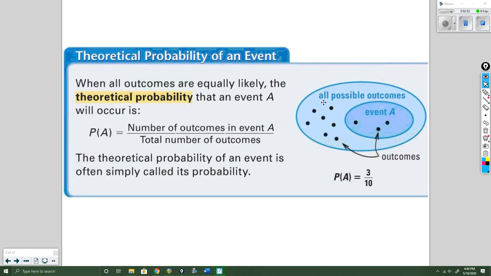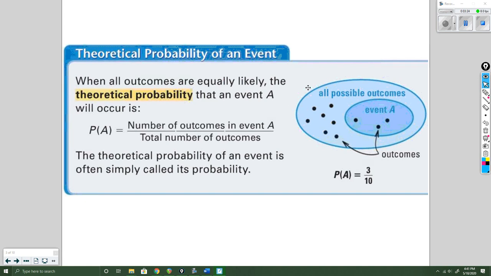So we can see this diagram here outlining what we mean by the probability of event A. We have this bigger ellipse which encompasses all the different possible outcomes of this scenario, and then this smaller ellipse which talks about those that pertain to event A. So to find the probability of event A occurring, we have 3 in event A and then 10 in the overall possible outcomes, so that would just be 3 out of 10.